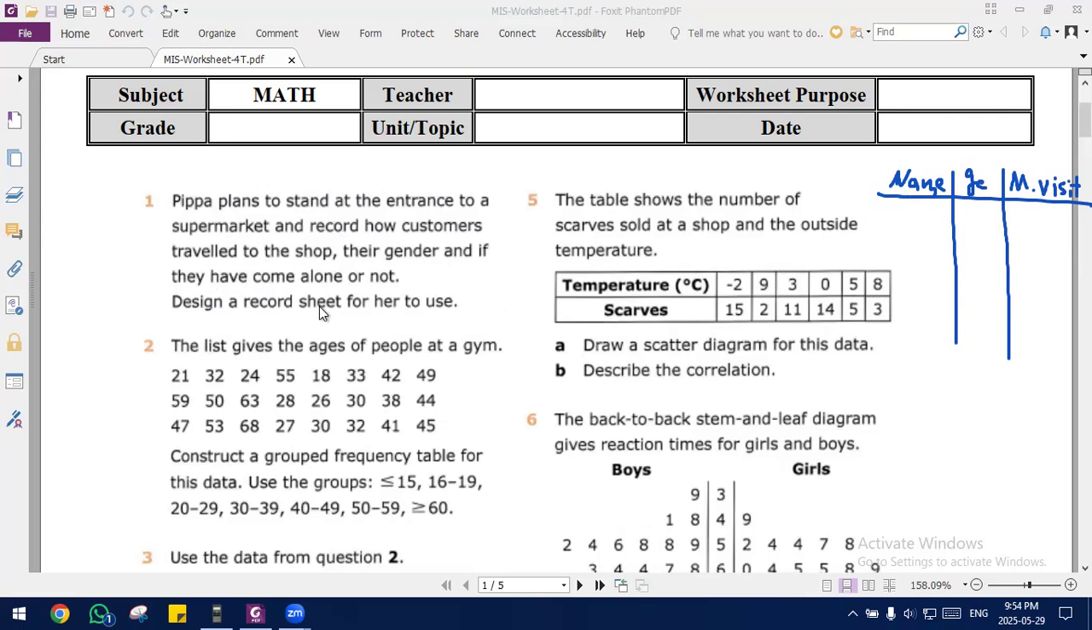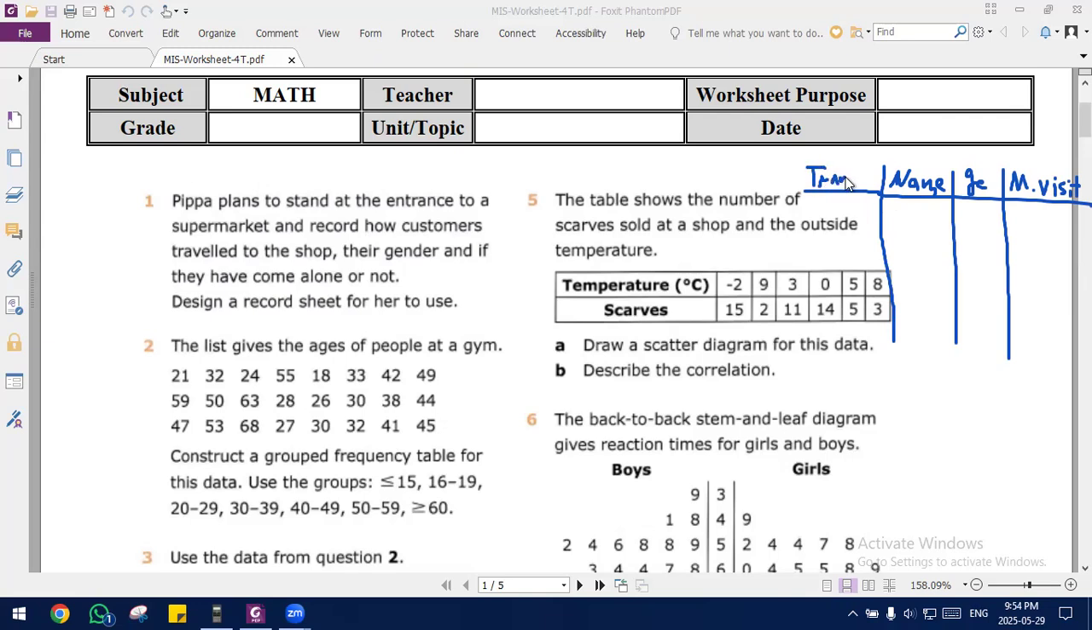So here we check what kind of information we need. We need the name of the customer, then their gender, and if they came alone or with someone. Do we still have one more thing? Yes, we need to know how they travel to the shop, so you can add one more column. You can call it way or transportation, or travel.